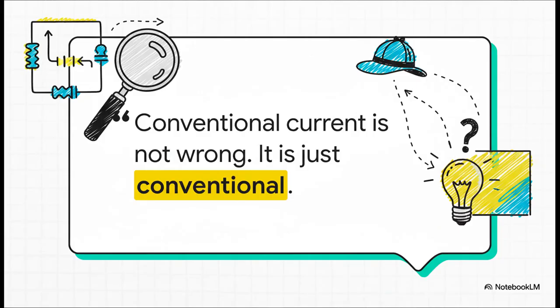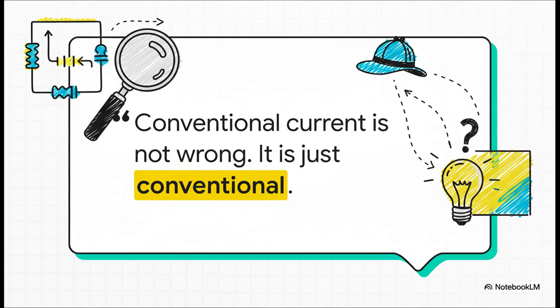All right, quick timeout, because this next part trips up a lot of people. You might have heard in a science class that electrons, the things that make up electricity, actually flow from the negative side of a battery to the positive. And that's true. But for our detective work, we use something called conventional current.